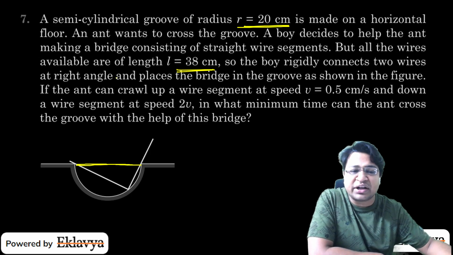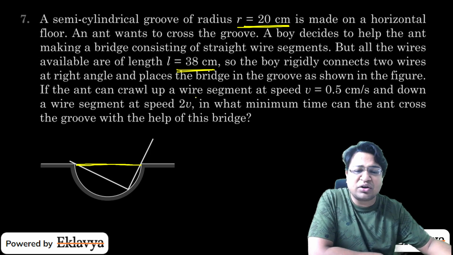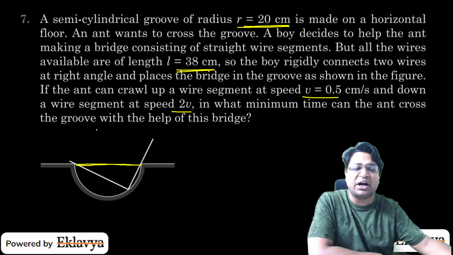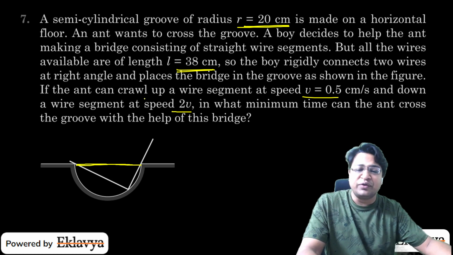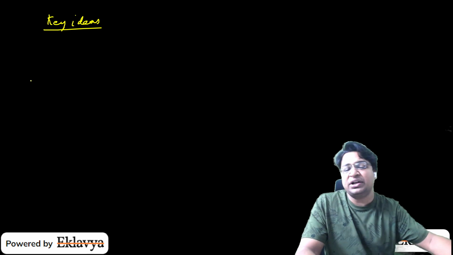So the boy rigidly connects two wires at right angles and places the bridge in the groove as shown in the figure. The ant can crawl up the wire at a speed of v and it can crawl down at a speed of 2v. In what minimum time can the ant cross the groove? All right, guys, there are several key ideas that we need to understand. Let's see.